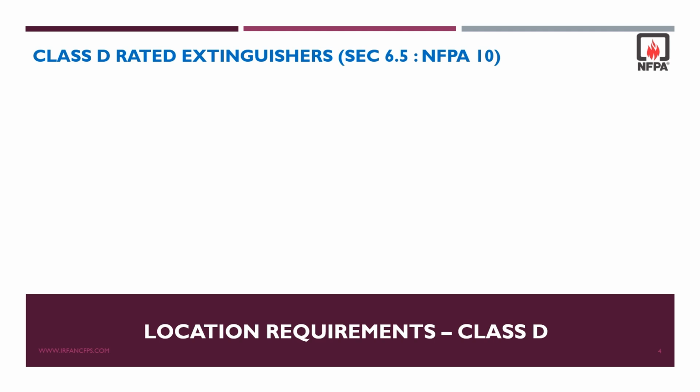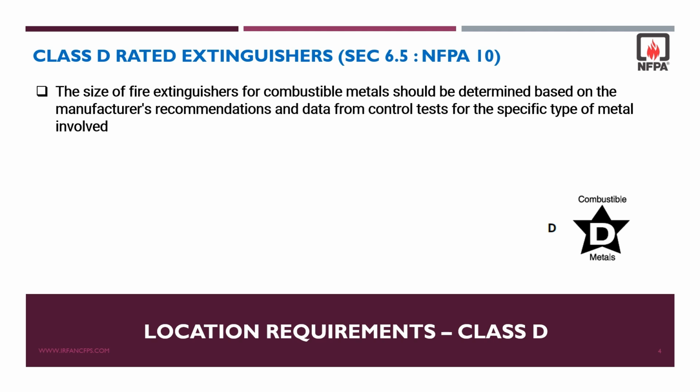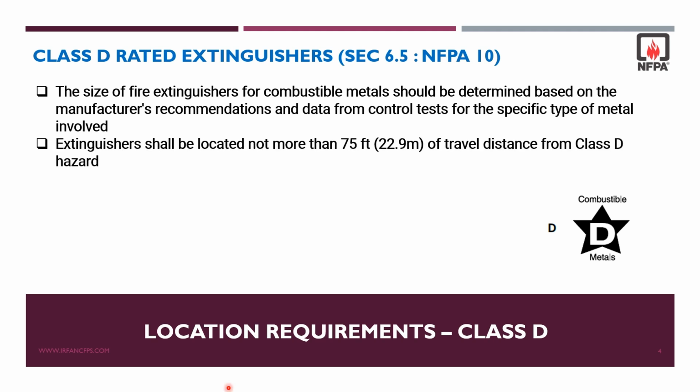As per NFPA 10, section 6.5, the size of fire extinguishers for combustible metals should be determined based on the manufacturer recommendations and data from various control tests for the specific type of metal involved. And extinguishers shall not be located more than 22.9 meters or 75 feet of travel distance from the Class D hazard. This is the most technical point you need to remember related to Class D fire extinguishers.